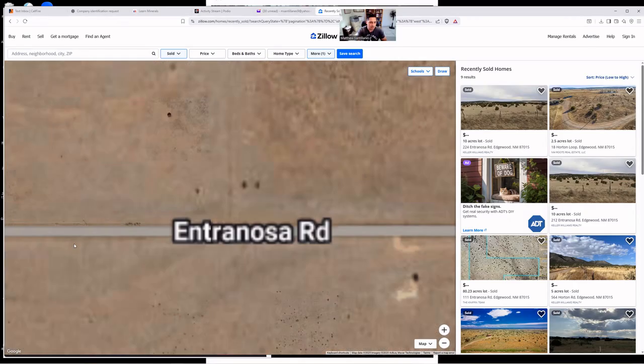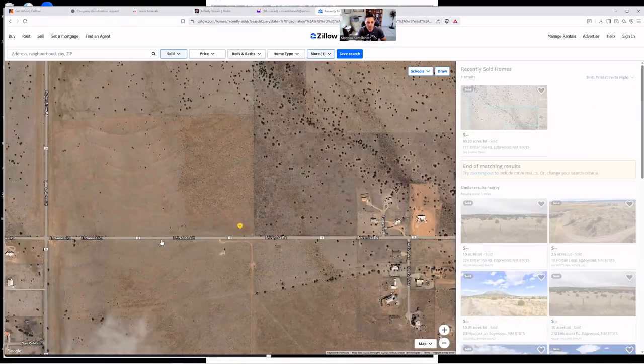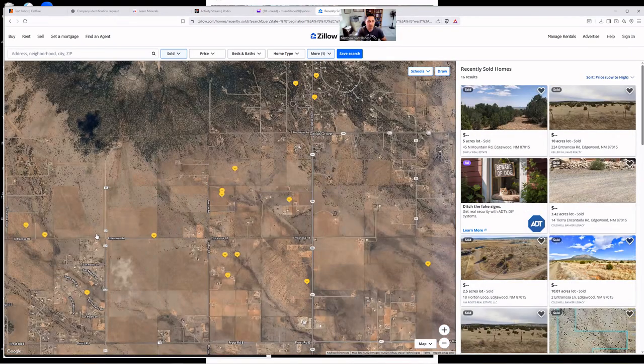But it does look like at least it is a county maintained dirt road. We can see electrical poles right here. If you use Google Maps Street View, you can kind of see a little more. So we're just going to work on some basic comps now. So here's 10 acres, and we're going to try to find properties that are comparable.